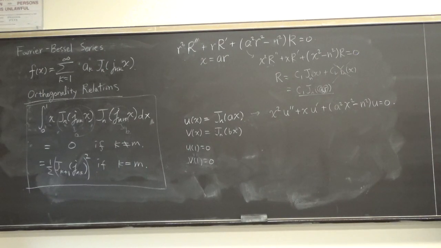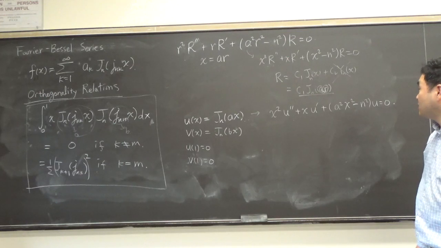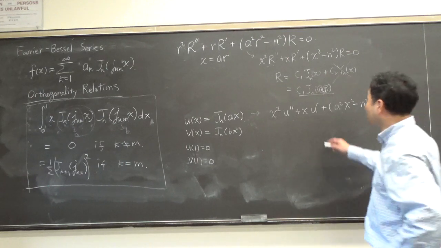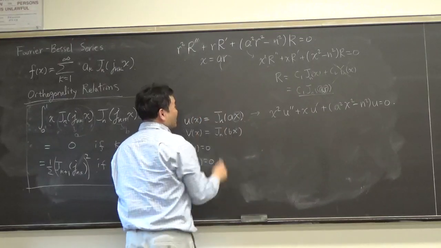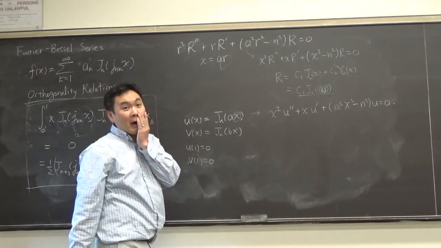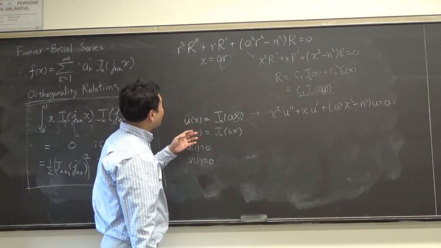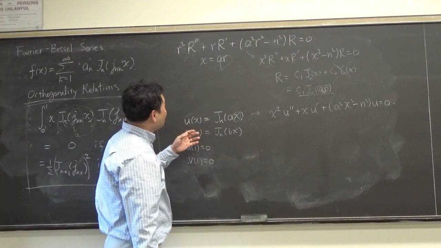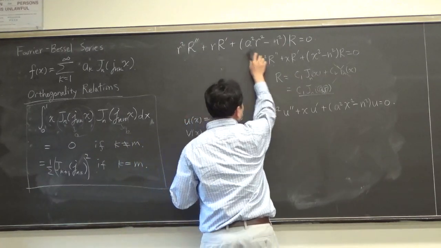Is that okay? I don't understand why you can write this as x squared. So if x equals ar, so r. No, sorry, so now x is r. Sorry, it's a bit confusing. You know what? Just forget what I wrote here.